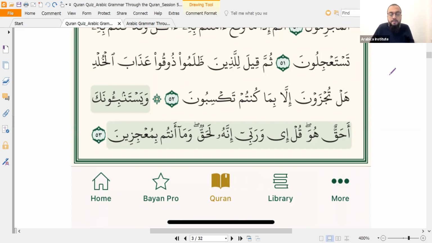What's the ka? The attached pronoun. Good. Here it's the object. They inquire of you, meaning they make inquiry to you. What do they inquire? Ahaqqun hu. Is it true? What do we have here? What type of sentence?